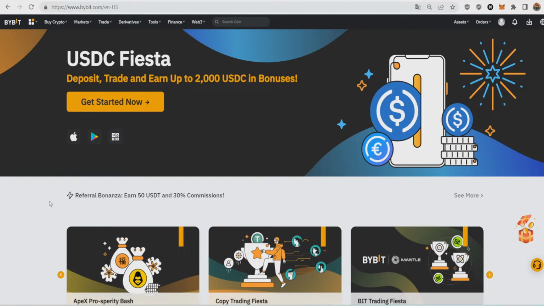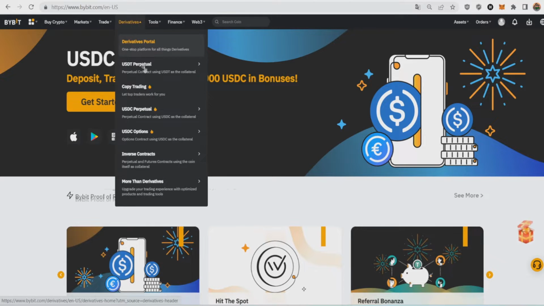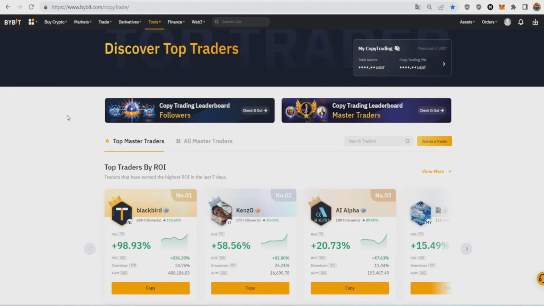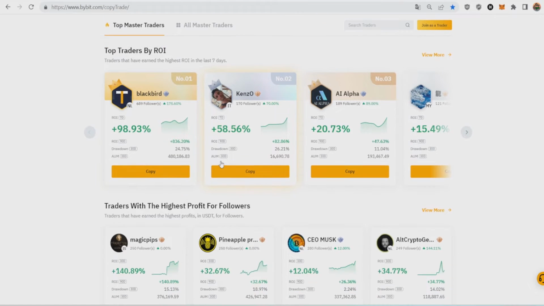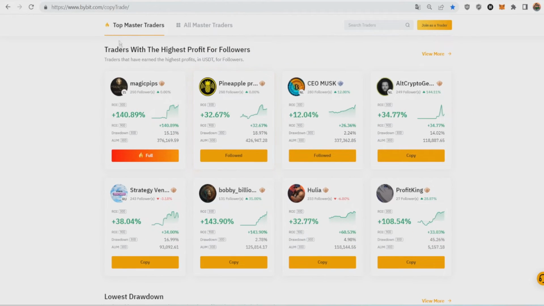From the Bybit homepage, all you gotta do is go to the top, go to derivatives, and just click on copy trading. Once you're at the copy trading page, you can see that you have the top traders by return on investment. I wouldn't click these guys. I'm gonna tell you in a couple of minutes why, because most of the time they just open trades and got lucky, and most of the time they're not really good. So the main thing you want to focus on is traders with the highest profit for followers.